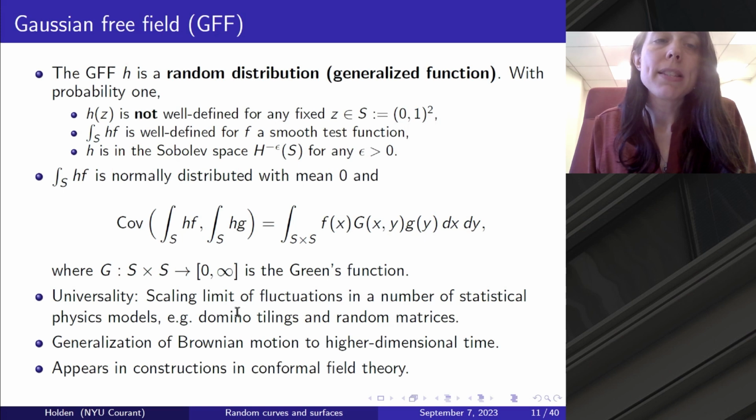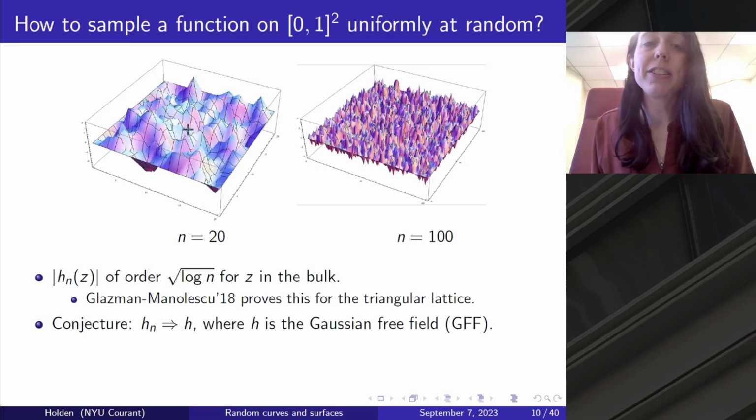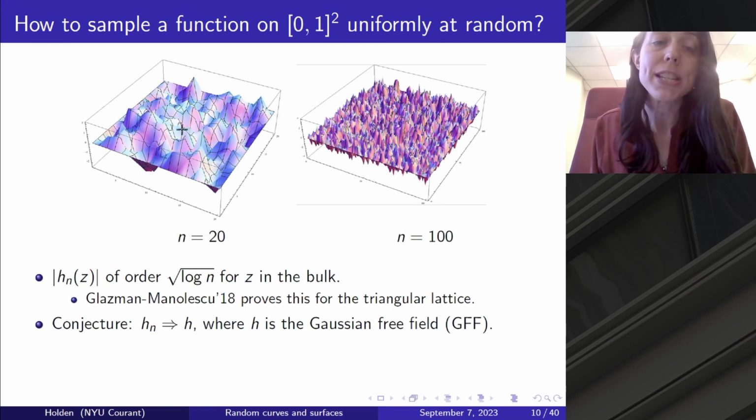So this means that with probability 1, if we have some fixed point z, then h of z is not well defined. We can see why this should be the case if we look at the discrete model, because if we fix some point z, then the discrete function is actually diverging. So it's going to plus minus infinity at any fixed point z. So we see that any limit of this discrete model can't be well defined pointwise.